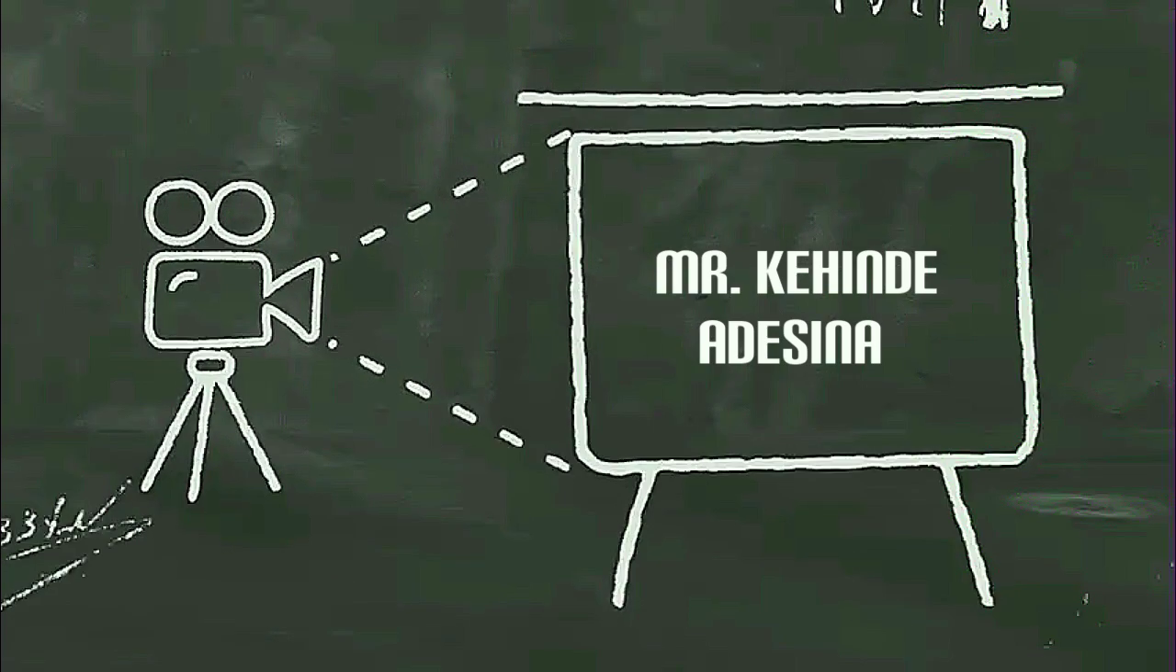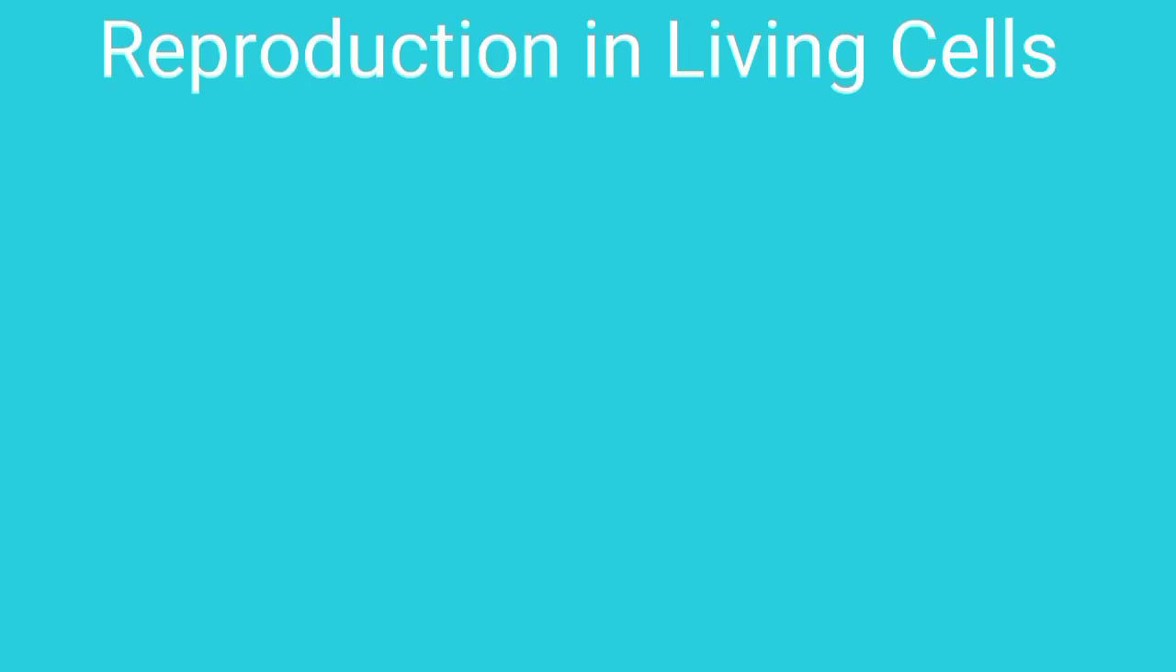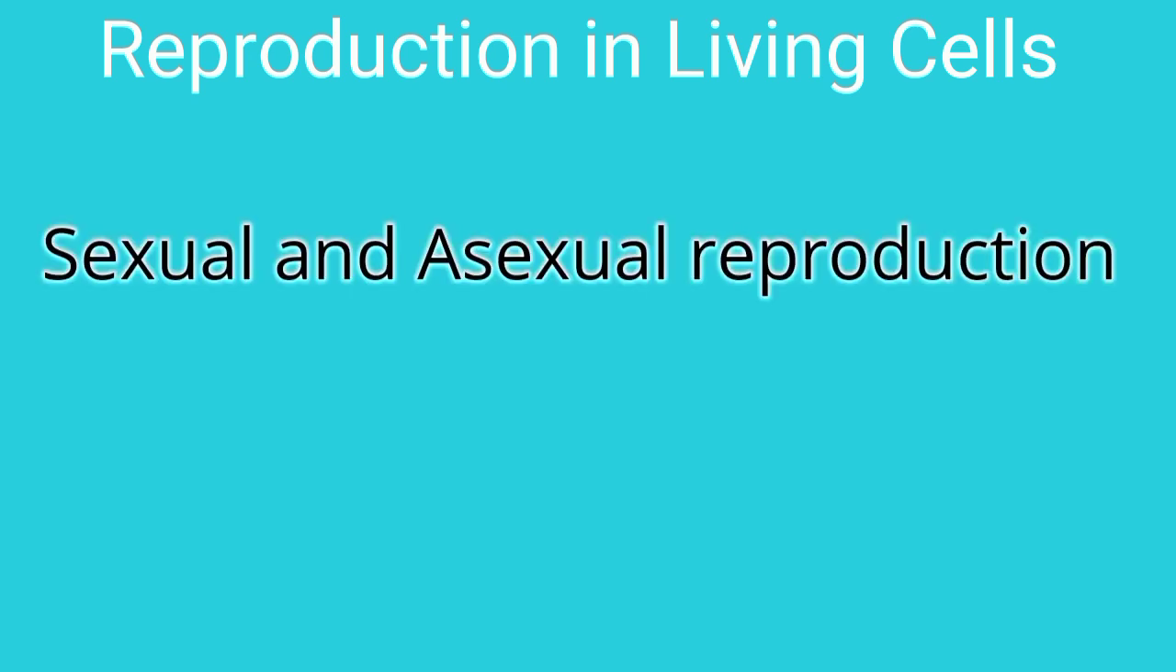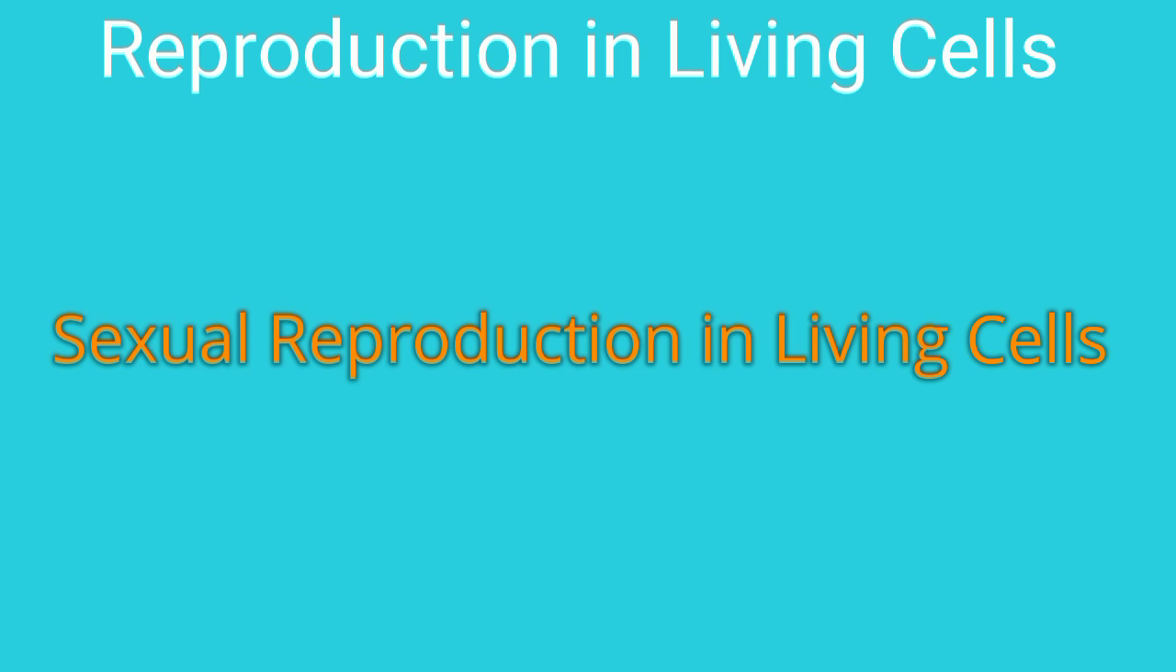In the last lesson, we discussed the types of reproduction, which are sexual and asexual reproduction. We explained asexual reproduction in detail. Now, in this lesson, we will be focusing on the various types of sexual reproduction. So come along with me, let's learn today.